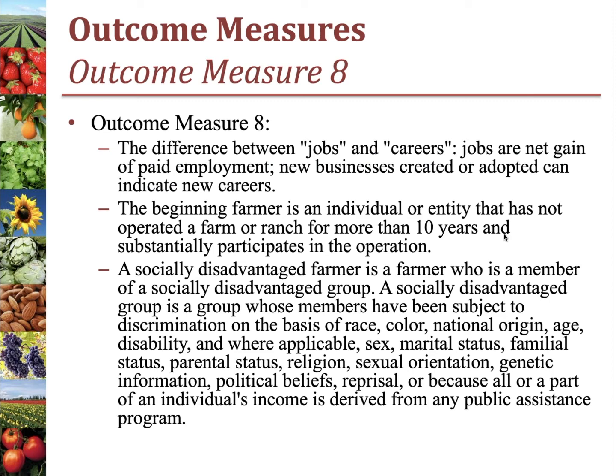And a socially disadvantaged farmer is a farmer who is a member of a socially disadvantaged group. A socially disadvantaged group is a group whose members have been subject to discrimination on the basis of race, color, national origin, age, disability, and where applicable, sex, marital status, familial status, parental status, religion, sexual orientation, genetic information, political beliefs, reprisal, or because all or a part of an individual's income is derived from any public assistance program.